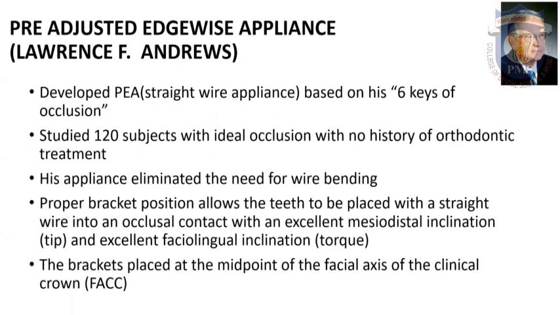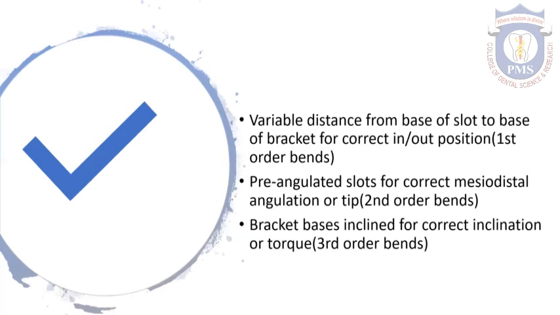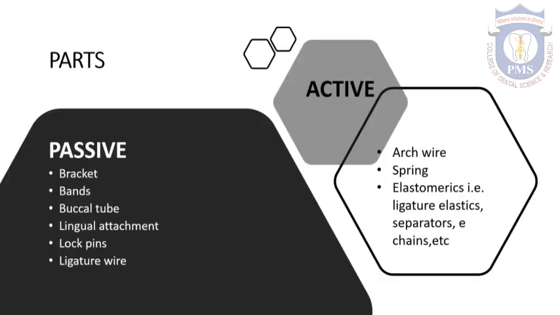This first order, second order, and third order wire bending was not required to be placed in these arch wires. It was a programmed appliance. So to compensate for that, tip and torque was incorporated into the brackets. This is the Andrews six keys of occlusion.